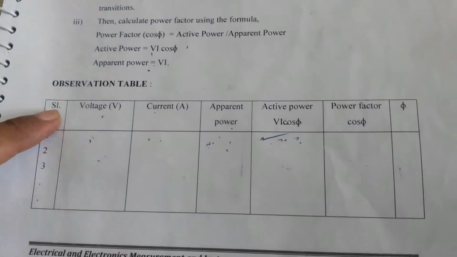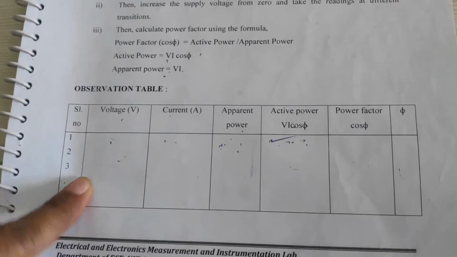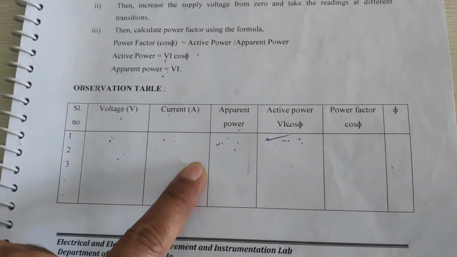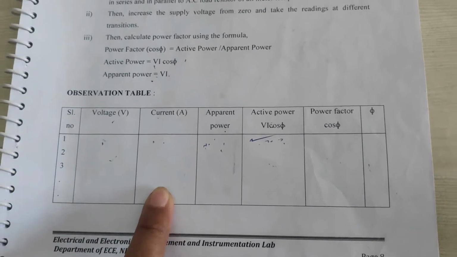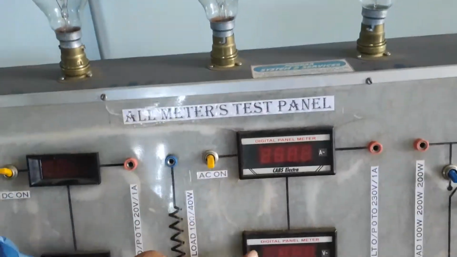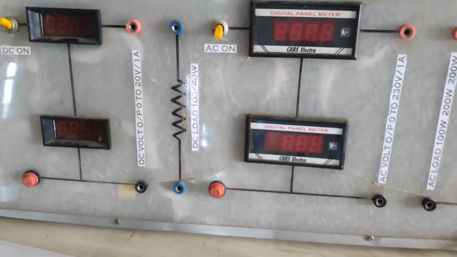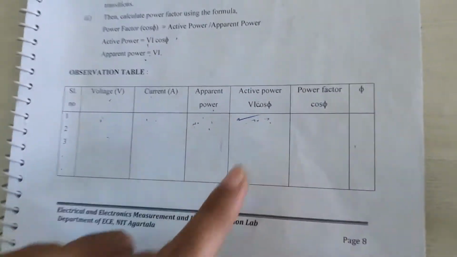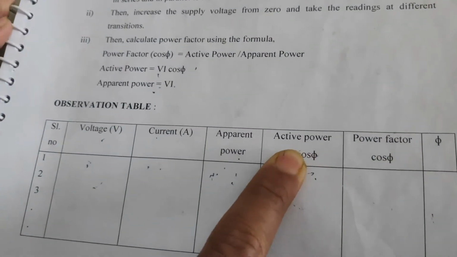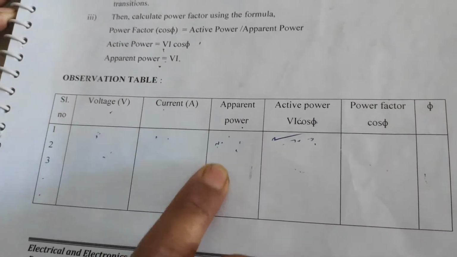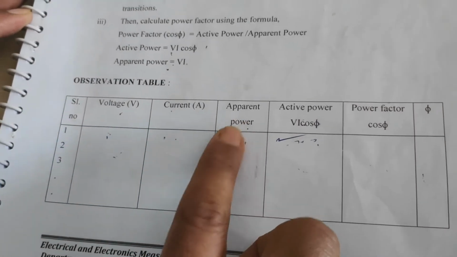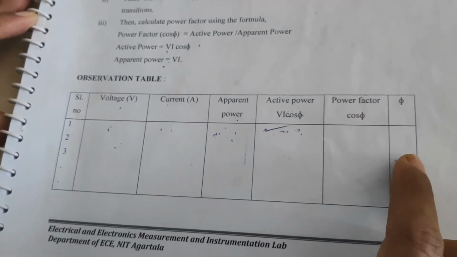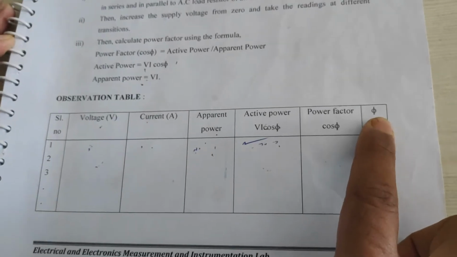Finally we need to fill this observation table, where voltage and current are in two separate columns. This voltage and current we take from this ammeter and voltmeter. Another column in this table is the active power, VI cos phi, and the apparent power, which is not the active power, and the power factor cos phi, where the angle between voltage and current is denoted by phi.